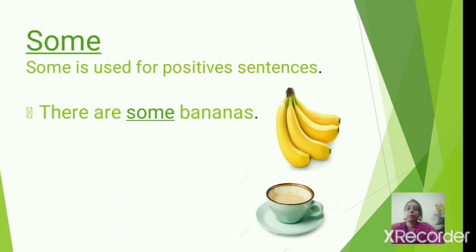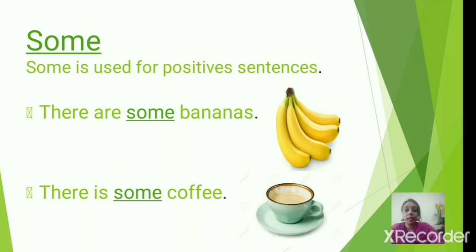Next, there is some coffee. So here some is a quantifier determiner and coffee is which type of noun? Yes, coffee is an uncountable noun and bananas are a countable noun. So some is used with countable as well as uncountable nouns.